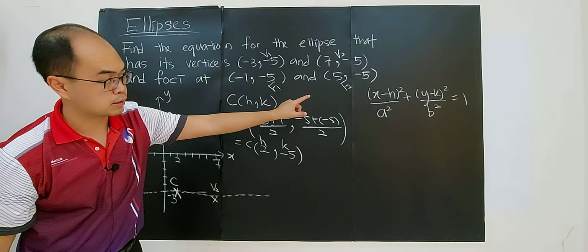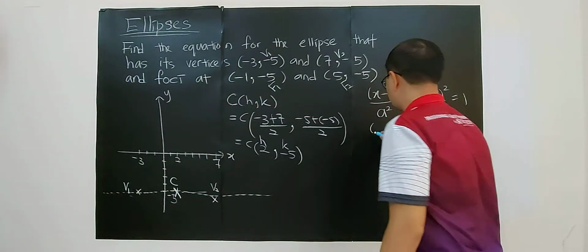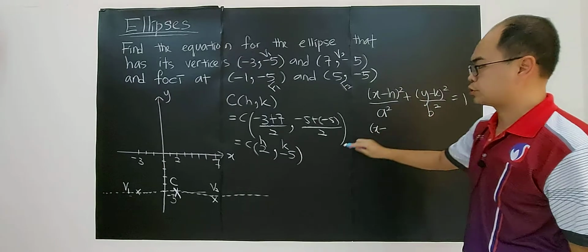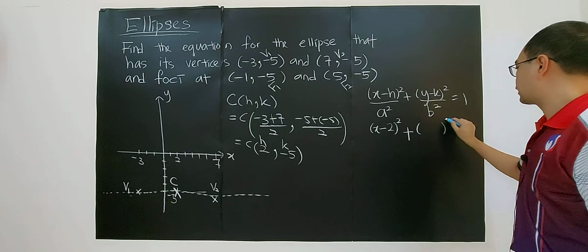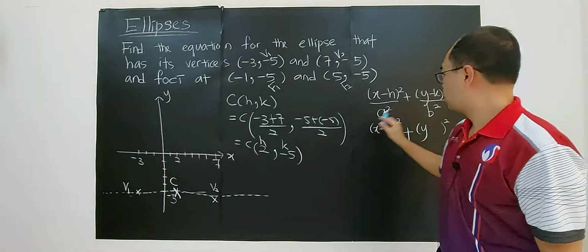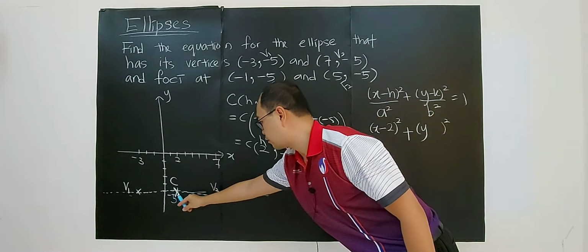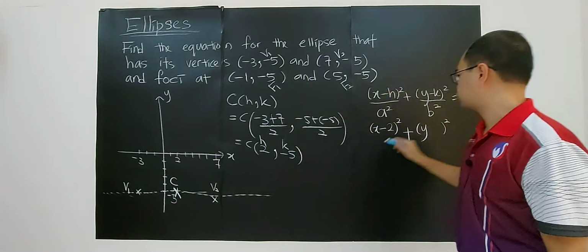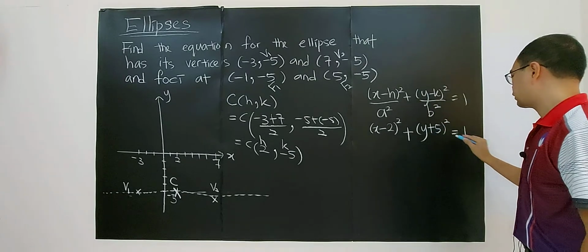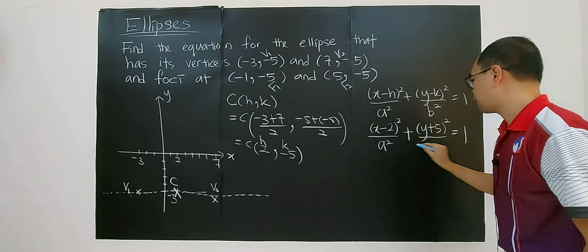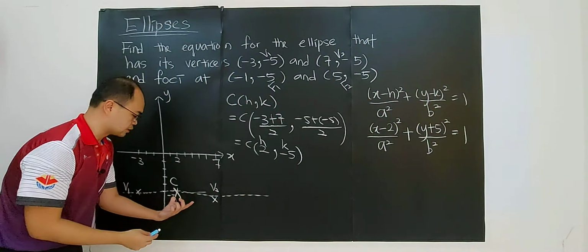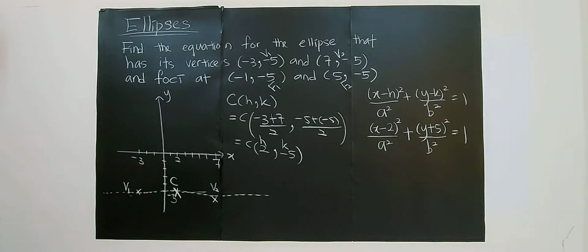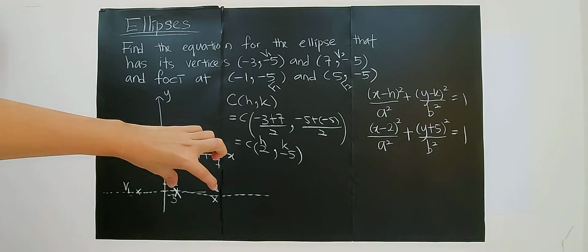I construct the equation now. As I know, x minus h, where h is 2, squared, plus y minus k squared, y minus -5, so it becomes +5, equals 1. Then I need to find the values of a squared and b squared after I find the center. After I know the center, I can actually find the value of a.